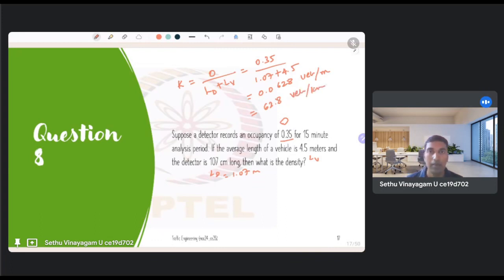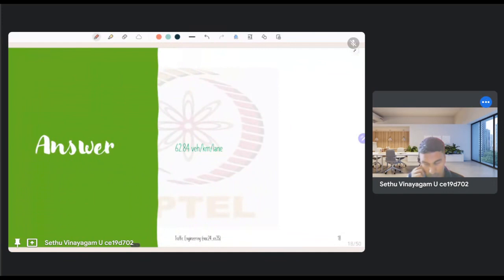So I'm just multiplying it by 1000, right? To convert it from per meter to per kilometer. So that is the estimate of the density from the measured occupancy. Okay, so that is 62.84 vehicles per kilometer per lane, because this detector is fixed on only a single lane. So this is for one lane. If you have multiple lanes, you can just multiply it by the number of lanes if you don't have individual occupancy values for each lane.